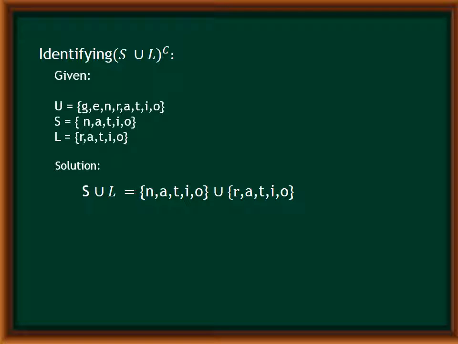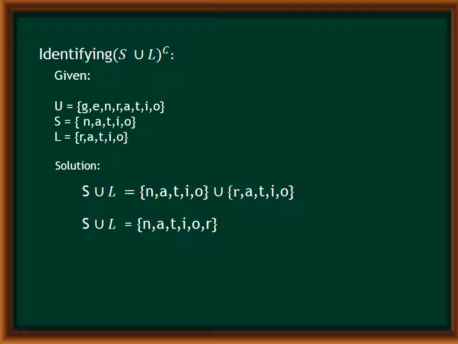So, we copy the elements of our set S, the operation as well, and the elements of our set L. So, since the operation is union, then we need to combine the elements of our set S and set L. Take note that the elements should not be repeating. So for our union of set S and L, we have N, A, T, I, O, and R.